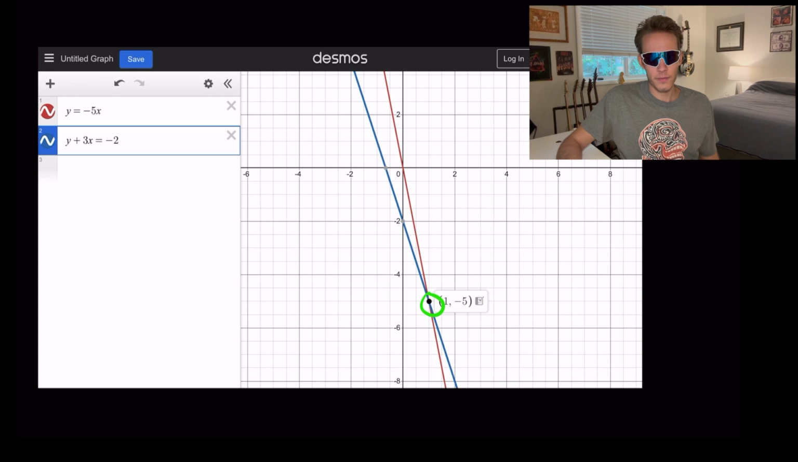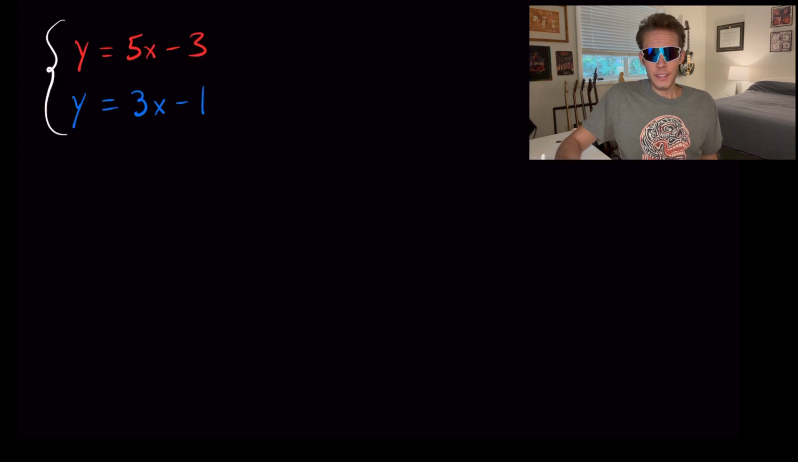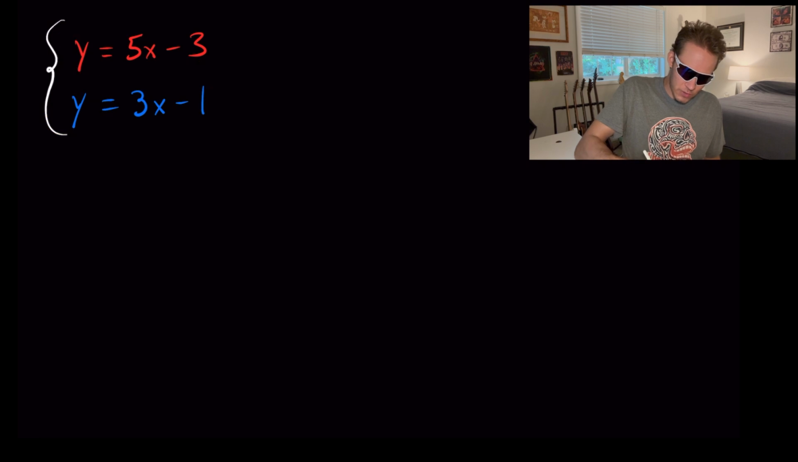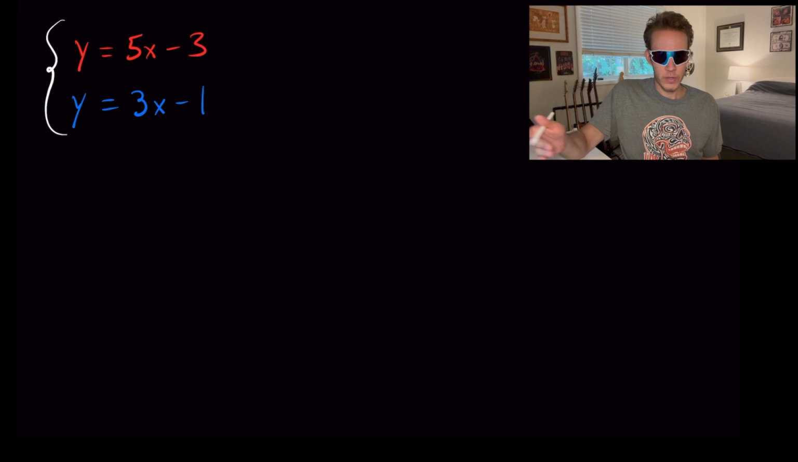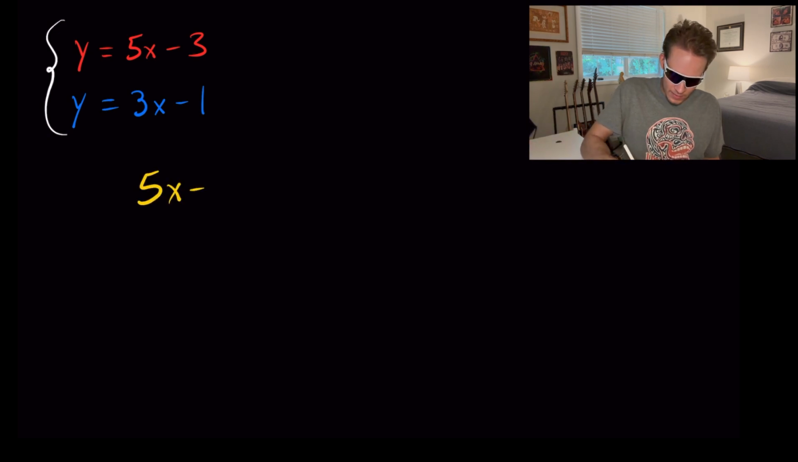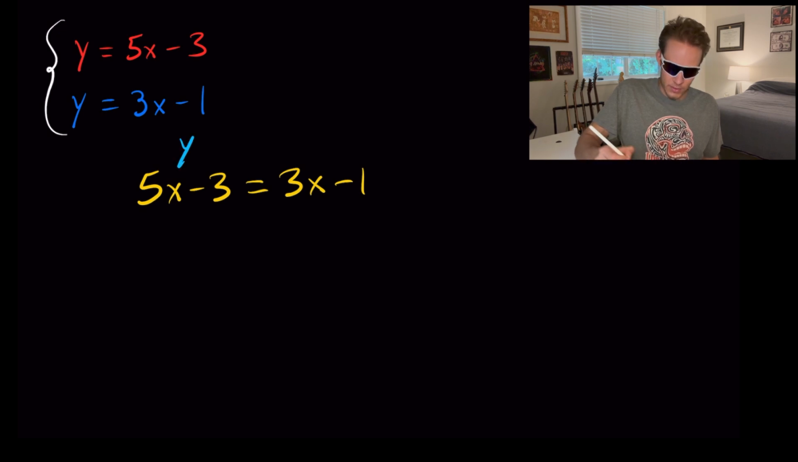All right, here I got y is equal to 5x minus 3 and y is equal to 3x minus 1. So both of these are equal to y. If both of these are equal to y, they're equal to the same thing, then they're equal to each other. So we can just set them equal to each other. So I can put 5x minus 3 is equal to 3x minus 1. Remember that this is y, right?